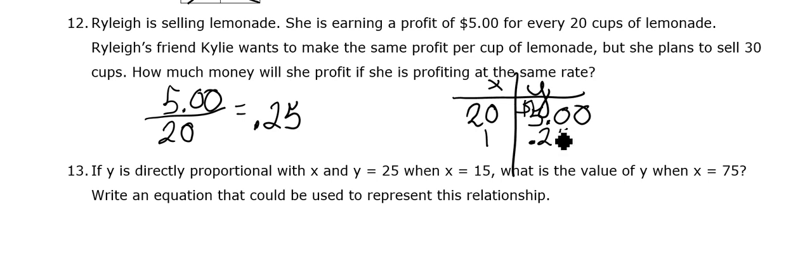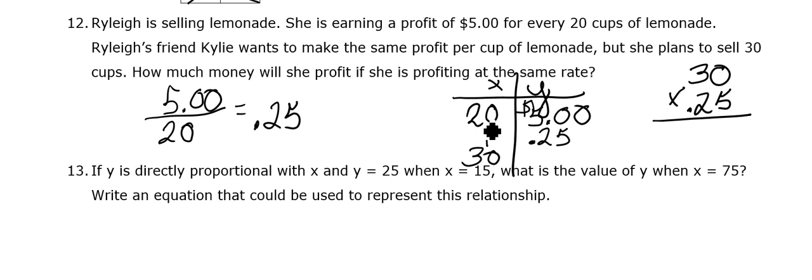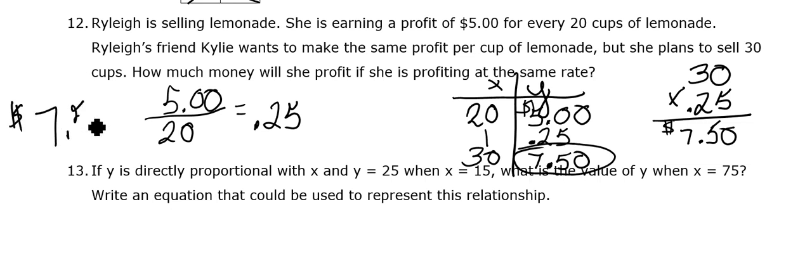So if Kylie sells 30 cups at the same rate, the same price, how much would she sell? So I'm going to take 30 and I'm going to multiply by that 25 cents. So remember, 20 cups was $5. And when you multiply that out, you should get $7.50. So 30 cups would be $7.50.